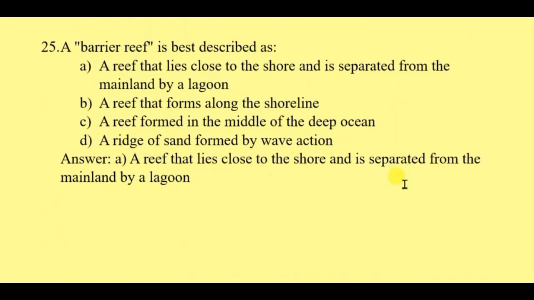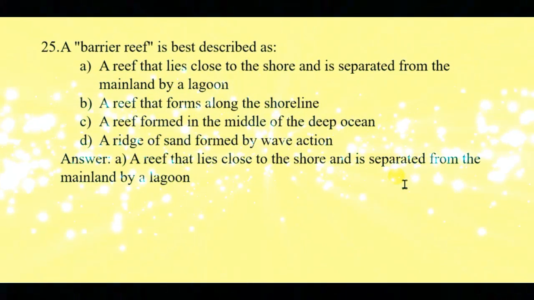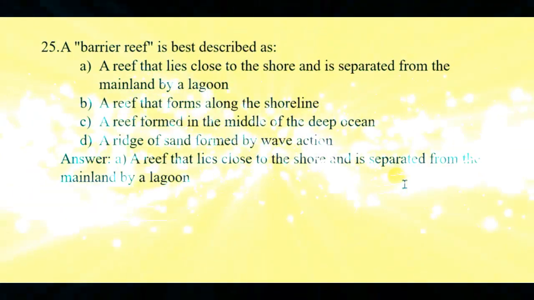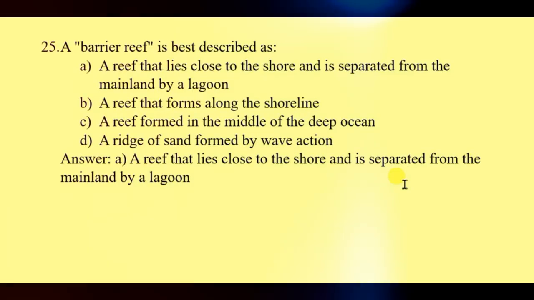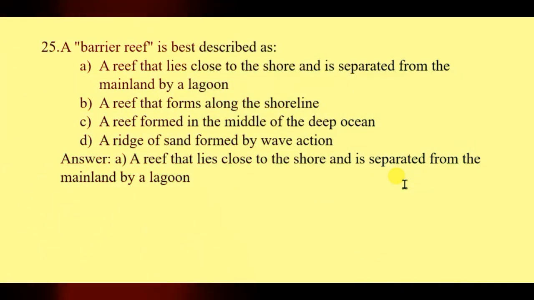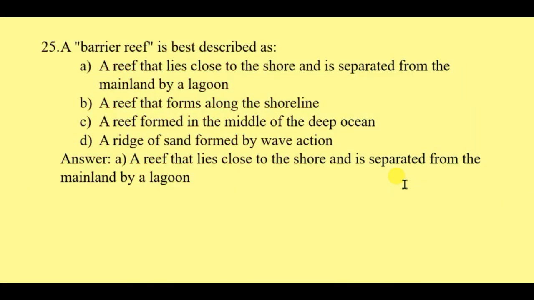Question 25. A barrier reef is best described as a reef that lies close to the shore and is separated from the mainland by a lagoon, a reef that forms along the shoreline, a reef formed in the middle of the deep ocean, a ridge of sand formed by wave action. Here the correct answer will be a reef that lies close to the shore and is separated from the mainland by a lagoon.